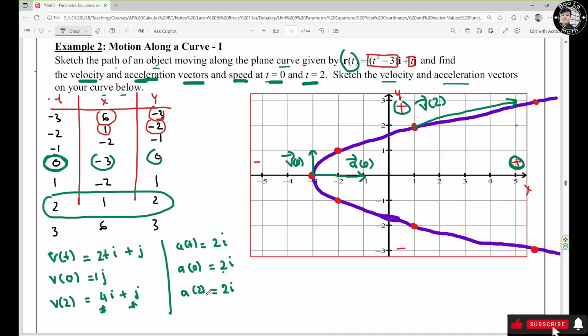Now, a of 2. So t equals 2. Right? So at this point, 1 and 2. So it's going to be right here. Right? So you have the x component is 2. So it's positive, right? So it's going this way. So this one is a of 2.